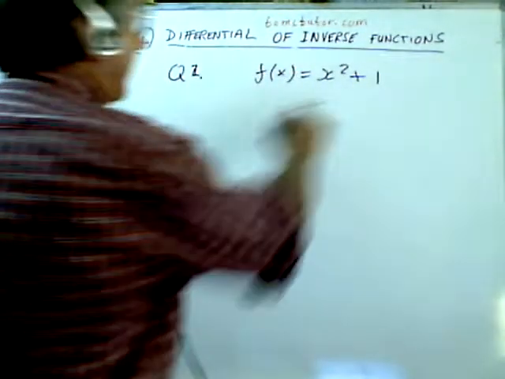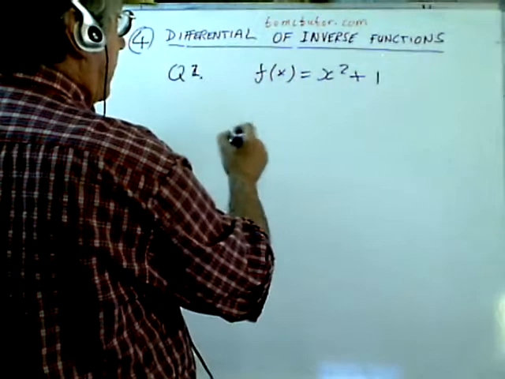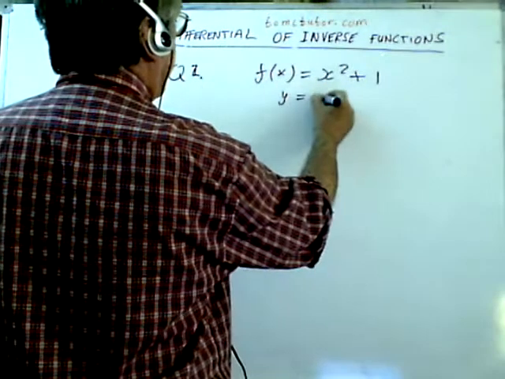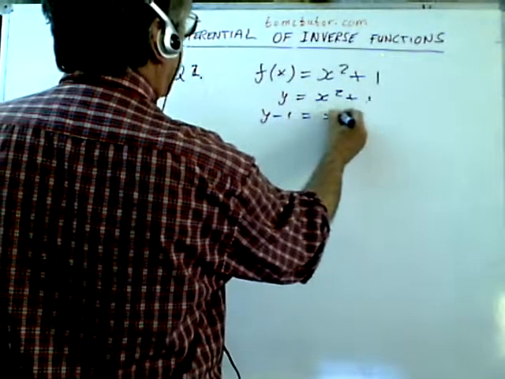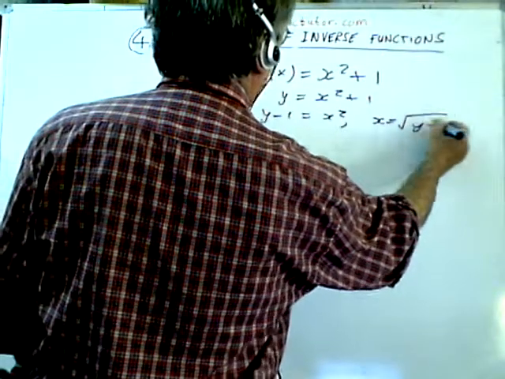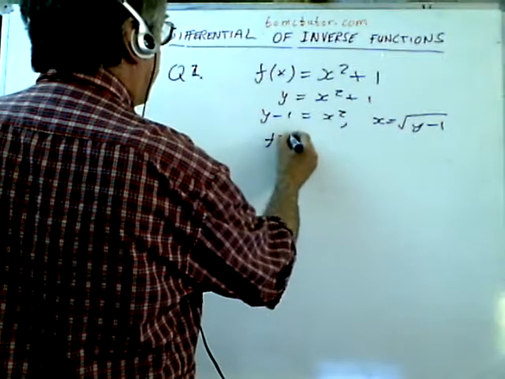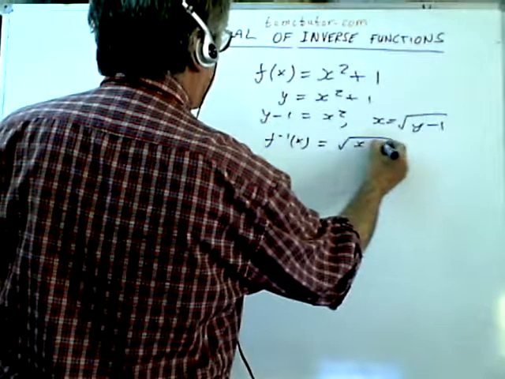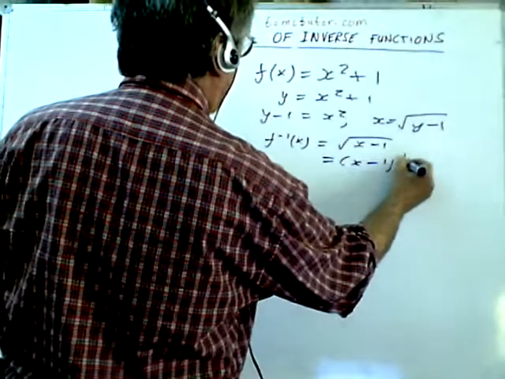well, this is a very simple function, so we can do it quickly by just finding what the inverse function is. So what we normally do is we set y is equal to x squared plus 1, but y minus 1 is equal to x squared, so that will give me x is equal to the square root of y minus 1. Okay, so the inverse function of this, f minus 1 of x, is simply the square root of x minus 1, which is x minus 1 to the half power.